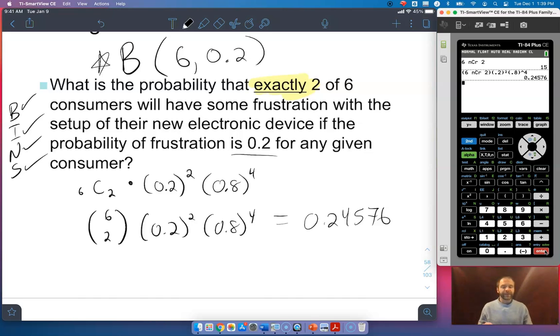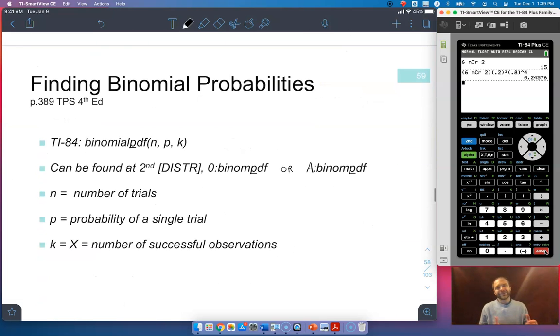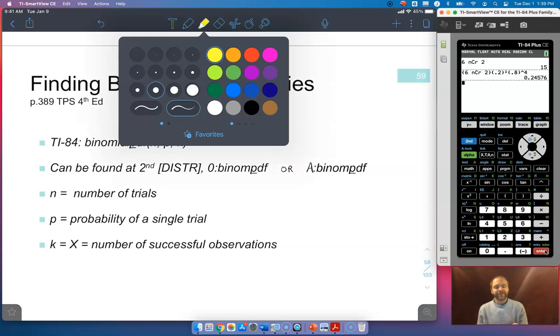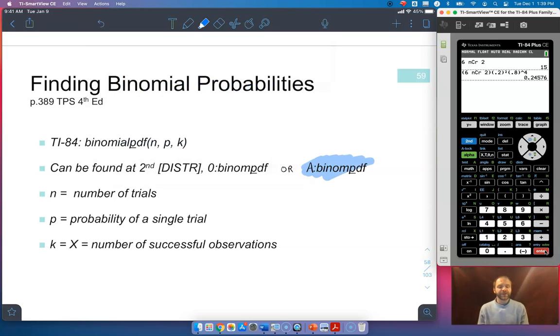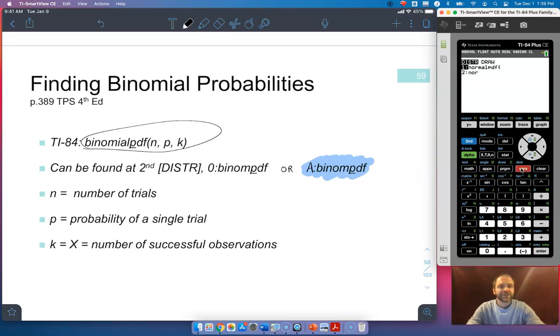There's my probability. Now, I used the long way. I could also use this in my calculator. And I want you to realize some calculators have it as option 0. Some of the newer calculators have it as option A. So that part's not in the notes. And so right here is how you're going to arrange it. It's a distribution, so I'm going to go to second distribution.